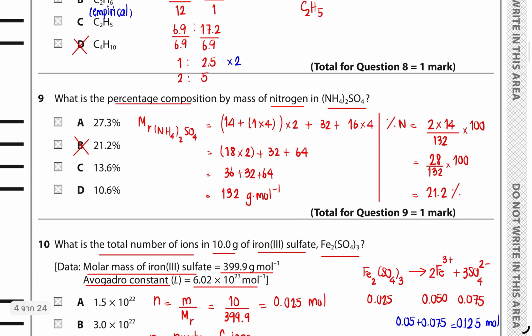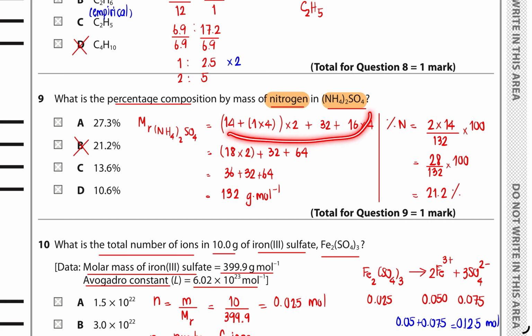Now let us move to question 9. What is the percentage composition by mass of nitrogen in ammonium sulfate? So first of all, we have to find the Mr of ammonium sulfate. You can see the calculation from here. So after calculating everything, we will get the Mr of ammonium sulfate equal to 132 gram per mole. Now, percentage of nitrogen will be equal to 2 times 14, because we have 2 nitrogen here, divided by 132 times 100. So it is equal to 21.2%. So the answer is B.